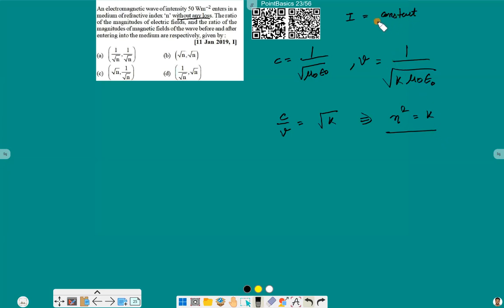Now, as we already mentioned, intensity is constant, and intensity is equal to half epsilon node into electric field squared into velocity. So in vacuum, this will be half epsilon node E node square into C, and inside the medium this will be half epsilon node into E square times V, multiplied by K, where K is the dielectric constant, because inside the medium it will be epsilon, and that will be K times epsilon.